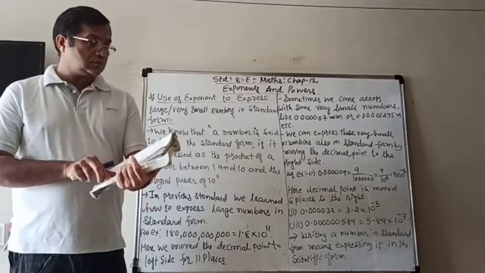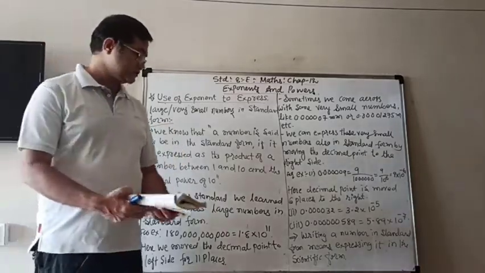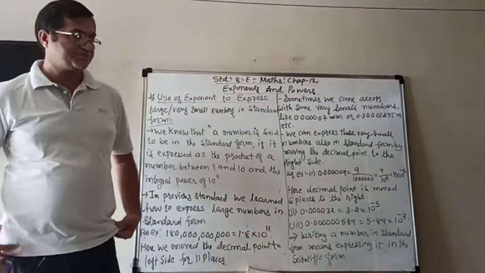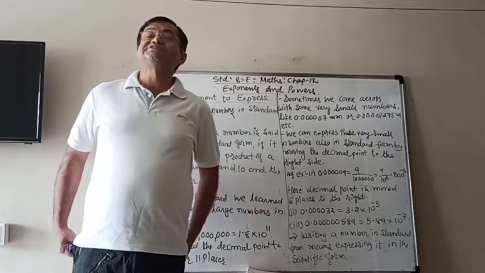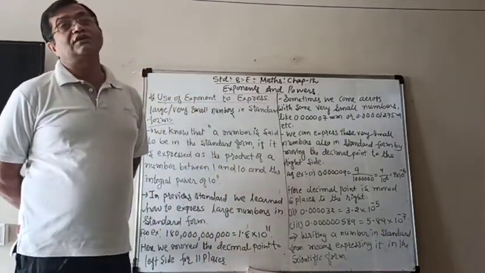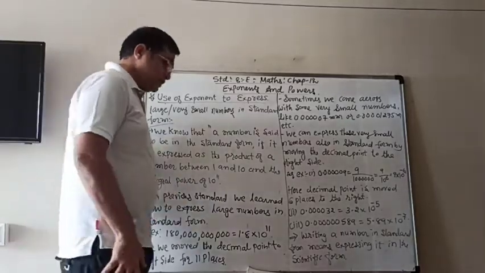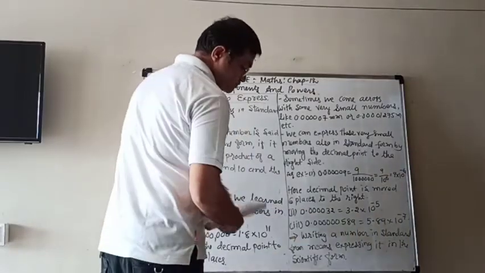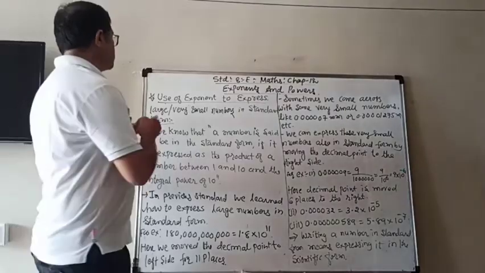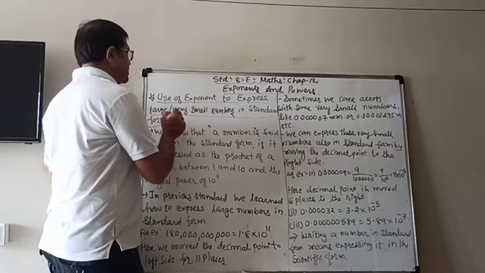And now we are going to learn about numbers. When there are some big or large numbers, and when there are very small numbers, how to write them down using exponents in the standard form. So here we are going to learn that the large numbers we already learned in standard 7.